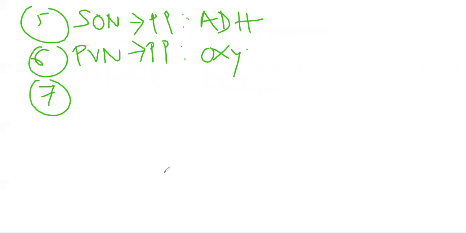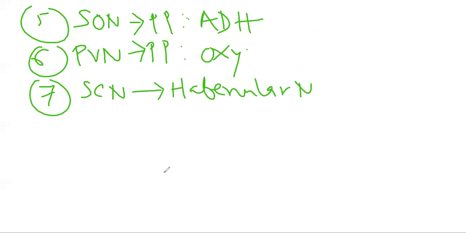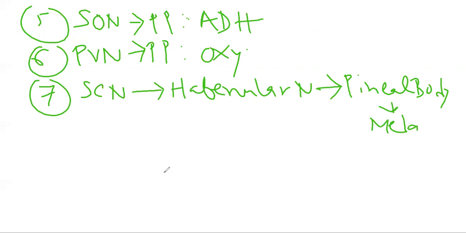The seventh one is the suprachiasmatic nuclei of the hypothalamus up to the habenular nuclei of the epithalamus, from there to the pineal body, and ultimately melatonin is released. So this pathway is related with our sleep-wake cycle.